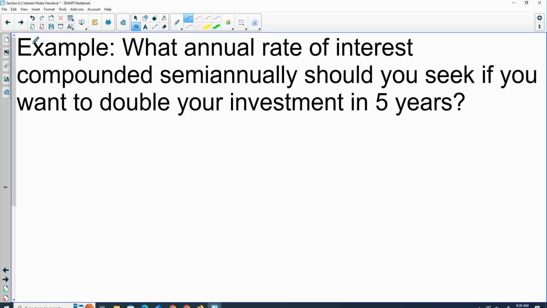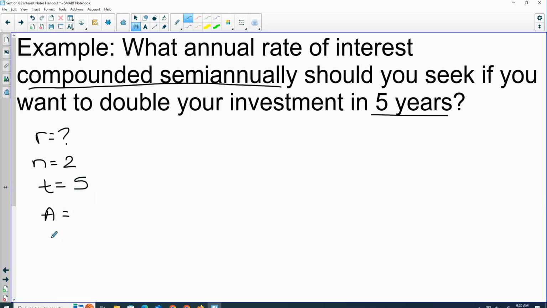What annual rate of interest? So I'm looking for my interest rate, so I'm looking for R. Compounded semi-annually. So how many times a year is that? Should you seek if you want to double your investment in 5 years? So my time is 5. But I didn't give you the A and the P. All I said is I want to double it.